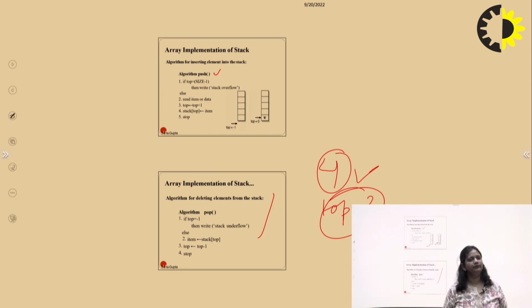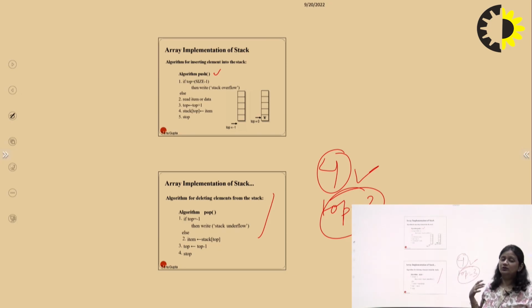Now, the algorithm to delete an element from the stack. Algorithm pop. First, if top is equal to minus 1, that is, when top points to minus 1, then write stack underflow. Else, we read the item that is on the top of the stack, then top is top minus 1, so we decrement the value of top by 1, and then stop. This is the algorithm to insert or delete an item to and from the stack.